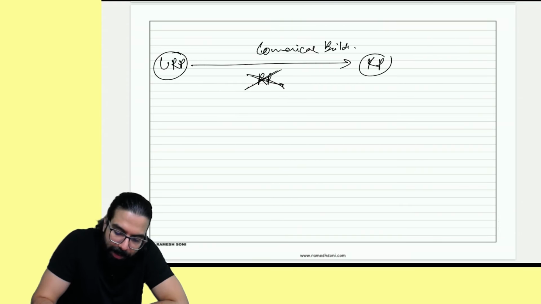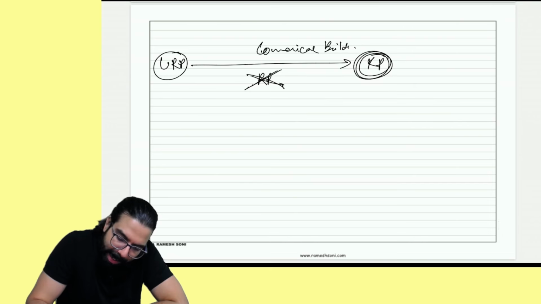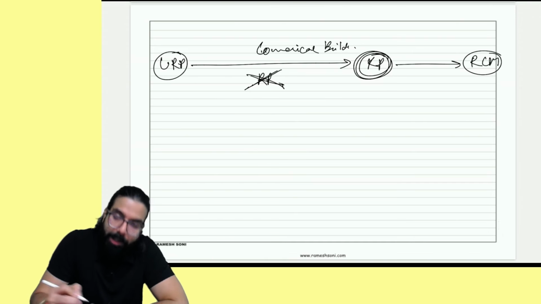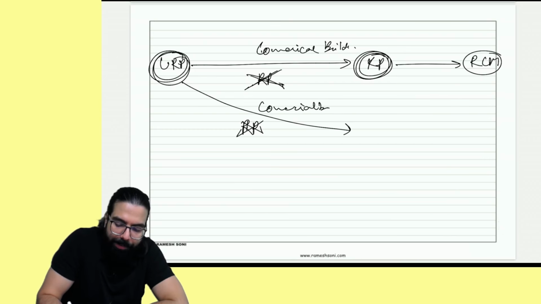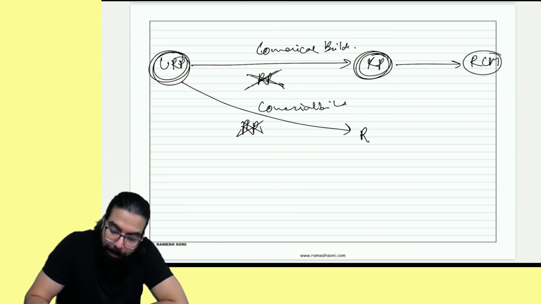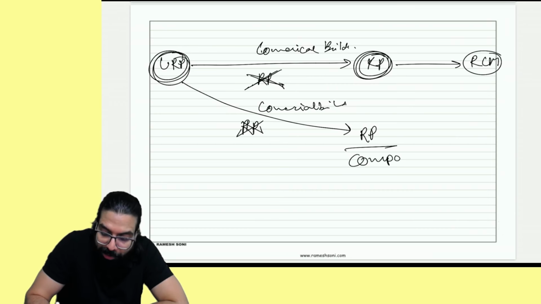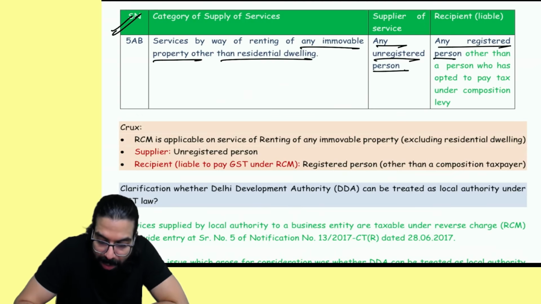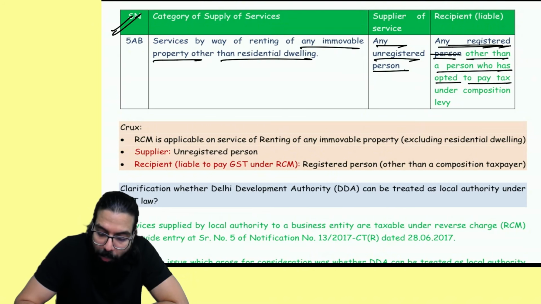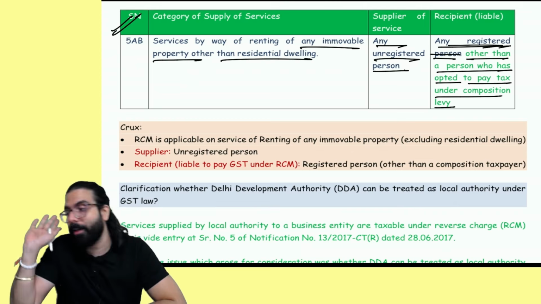If I am a registered person, then I have to pay GST under RCM. But if he has given me a commercial building and he is unregistered, not a residential property, if he has given me supposedly a commercial building on rent, and I am a registered person who is registered as composition dealer, then I don't have to pay GST under RCM. That's what they have told over here. Sir, registered person other than person who has opted to pay tax under composition scheme.